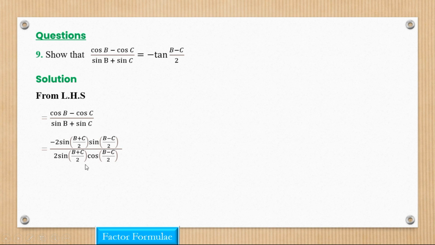Right, so when it comes to sine, we are also applying factor formula, and we end up with b plus c over 2. So we have 2 sine b plus c over 2 cos b minus c over 2. So that's what we end up with. So when you do that, we can see that this and this cancel, then we remain with that. And then remember, a sine over a cos remains tan. So we have tan b minus c over 2, and hence we've proved. So it's negative tan b minus c over 2, hence we've proved that.